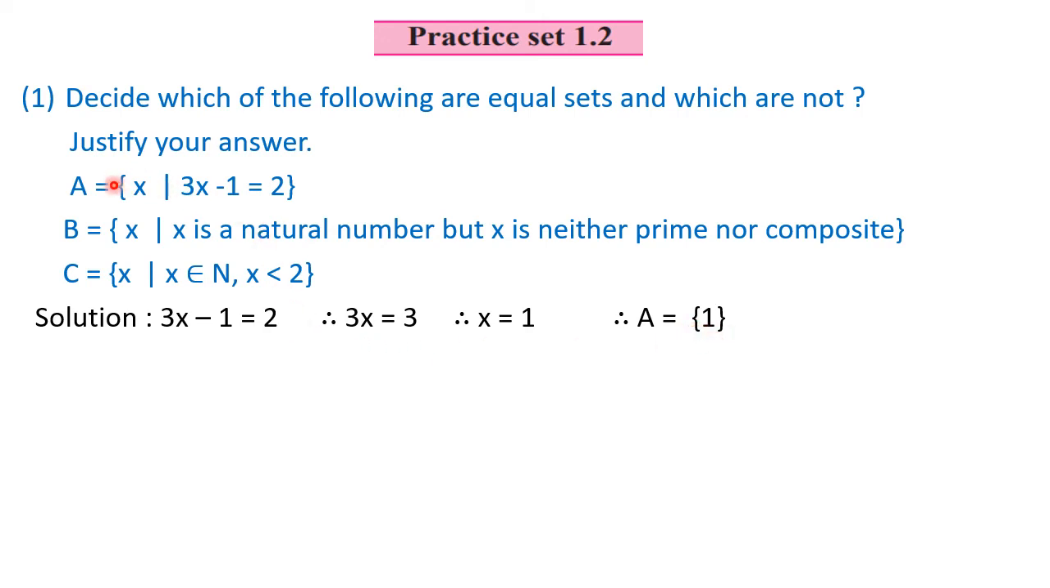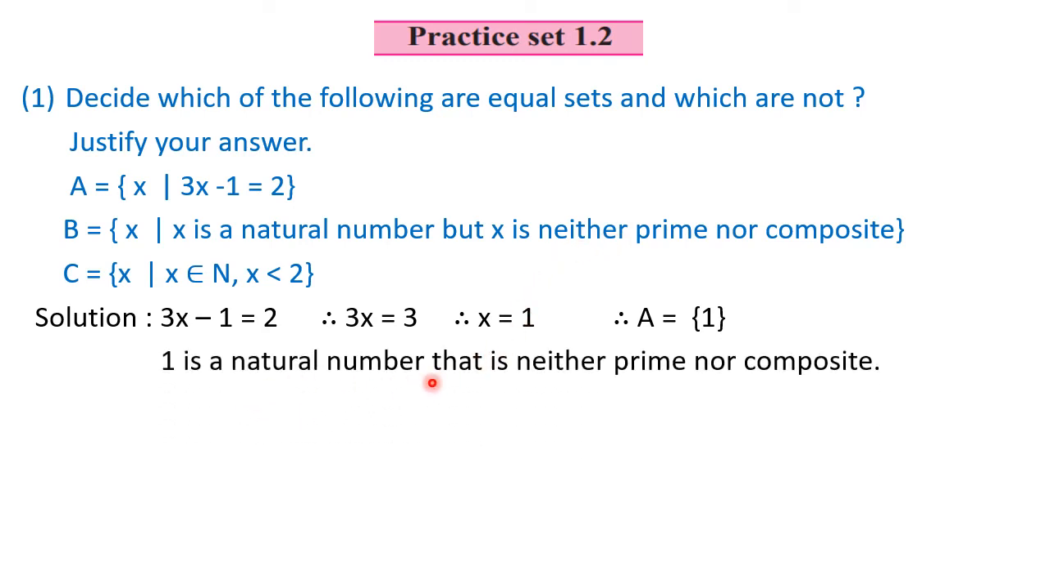So see, this set which was in the set builder form, I converted to the listing method. Always, as I have said previously, whenever you want to write down the answer, you need to convert it to the listing method. Okay. Let us go towards the second set, that is B. As I have said, it is a natural number but neither prime nor composite. So we can say that 1 is a natural number that is neither prime nor composite, and therefore again this set B has only one element, that is 1.